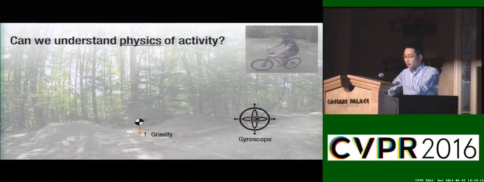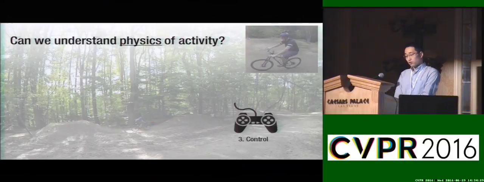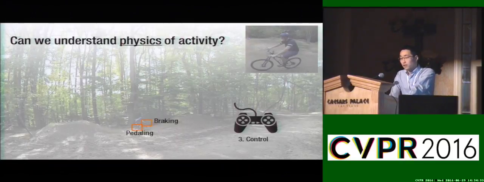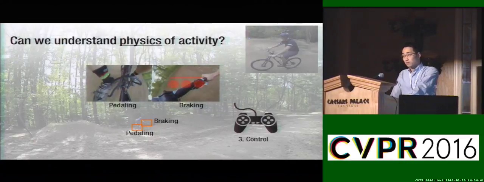In order to understand the physics of activity, we need to extract the gravitational force that affected his motion, which requires wearing a gyroscope on his body. For speed, we need to wear accelerometers. For control, we need to recognize pedaling and braking activities, which is almost impossible to recognize from this view. If we have multiple cameras on the bike, we may be able to recognize it.